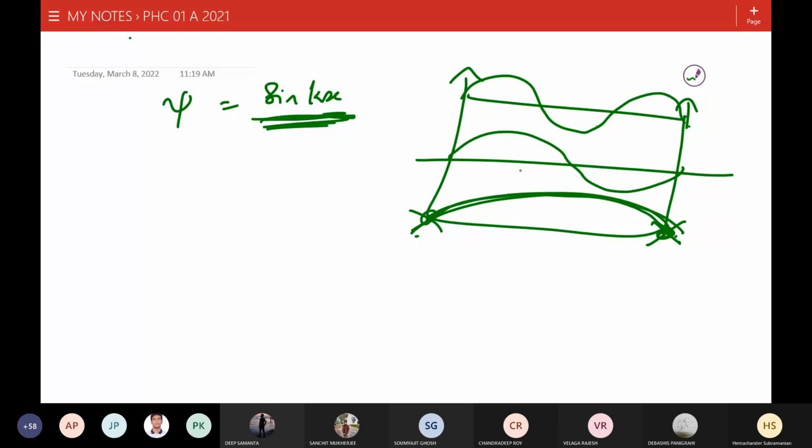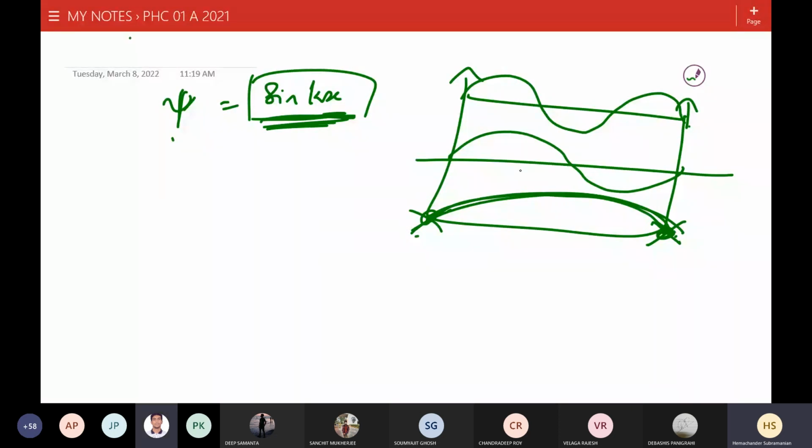So you have a discrete set of sine functions that satisfy the boundary condition. Not all sine functions satisfy the boundary condition. Only a discrete set of sine functions satisfy the boundary condition. Only those discrete functions that satisfy the boundary condition are possible solutions. No other solutions are possible.